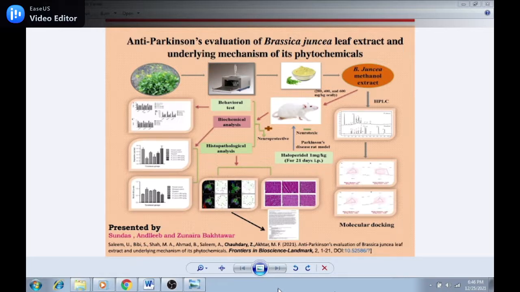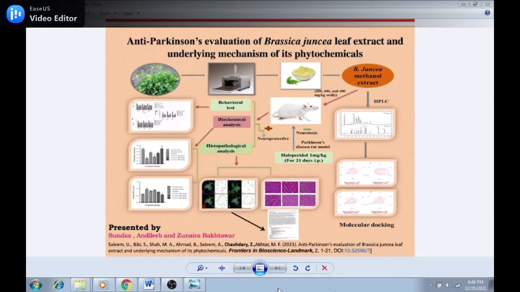The first group was the normal control group. The second group was the disease control group, in which we gave haloperidol 1 mg per kg to the rats. The third group was the treated group, in which we gave levodopa and carbidopa. The fourth, fifth, and sixth groups were the treatment groups, in which we gave our treatment doses at 200, 400, and 600 mg per kg.